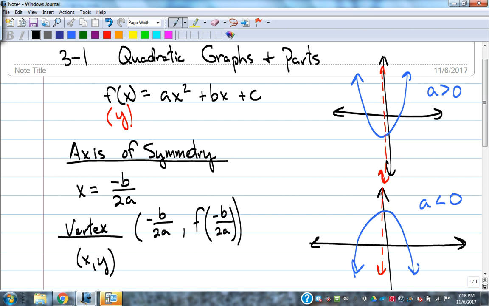Once you get the axis of symmetry, you got half of the vertex. The vertex is this point right at the base or at the top of the quadratic. Highest point is a vertex, lowest point is a vertex. That's what that point is. That's the ordered pair we're finding. The axis of symmetry will always go through that point.